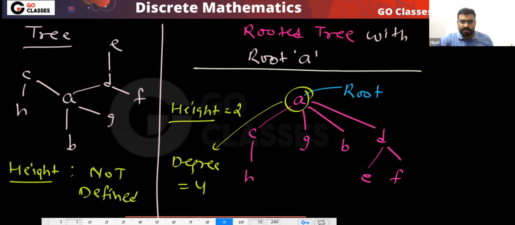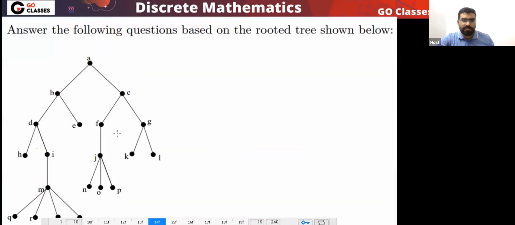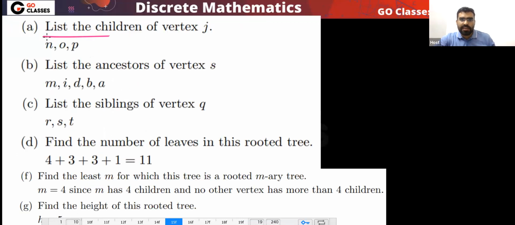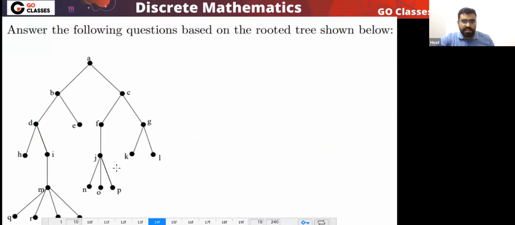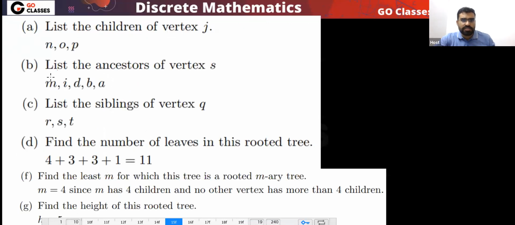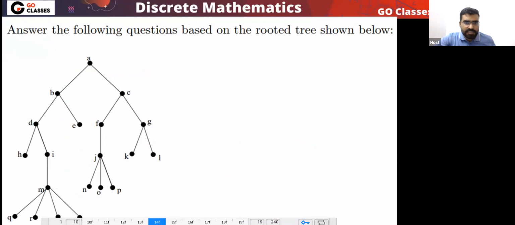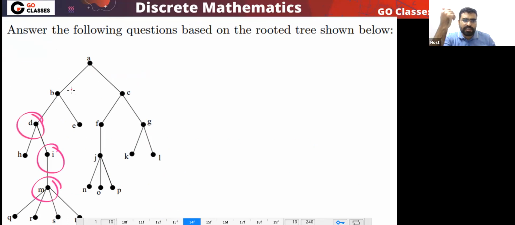So these are the simple concepts we have already seen. Now let's come back. For example, this is your rooted tree, and you can solve these questions. What are the children of J? These are the children of J: N, O, P. Because this is your J. Next, you can notice the ancestors of S. This is the vertex S. What are the ancestors of S? Ancestors mean father, grandfather, his father, his father, his father. These are the ancestors.